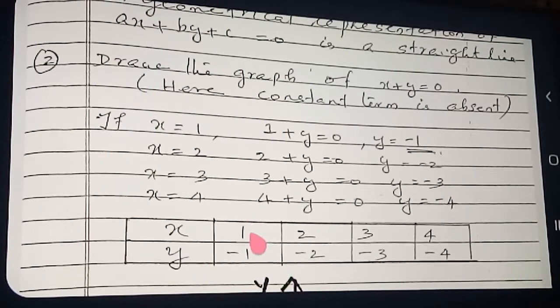So you got the coordinates: x1, y minus 1; x2, y minus 2; x3, y minus 3; x4, y minus 4. So you got the ordered pairs now. This is your method. In any graph, the method is the same only. First you find out the solutions and write the solutions in a column. Then we will draw the graph. See the graph.